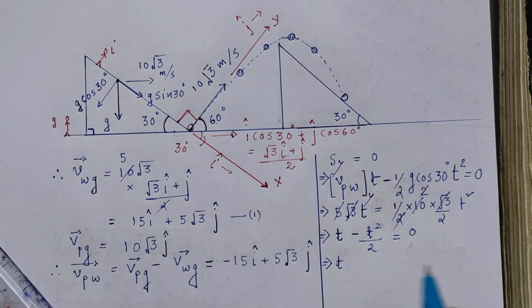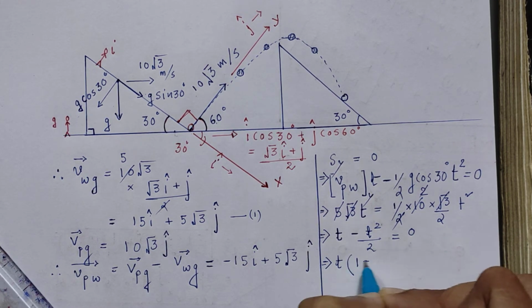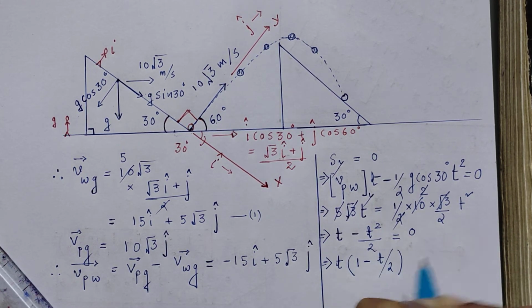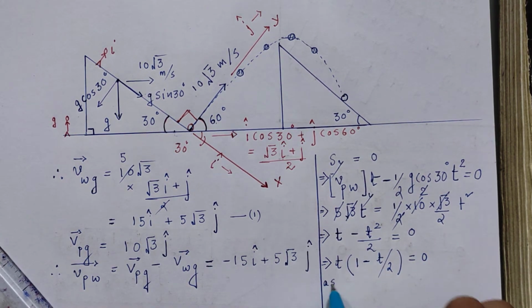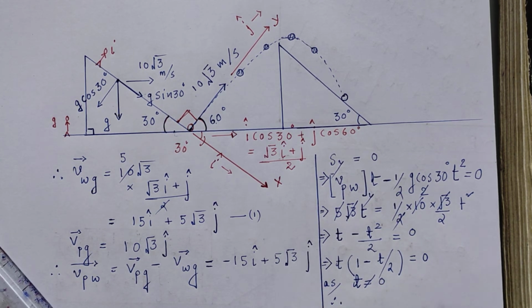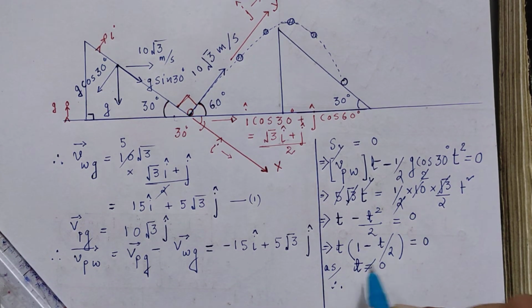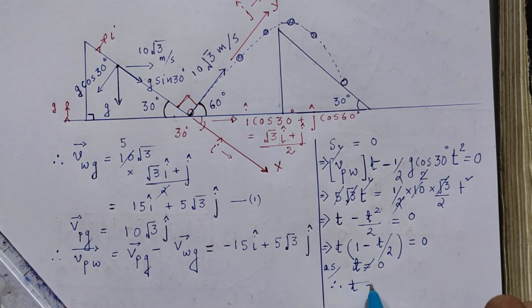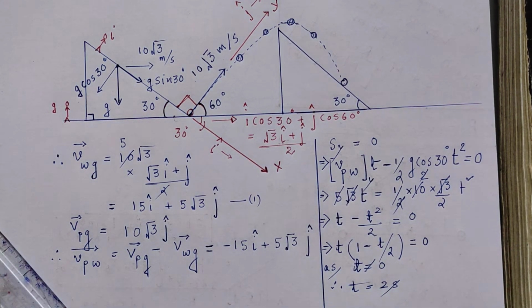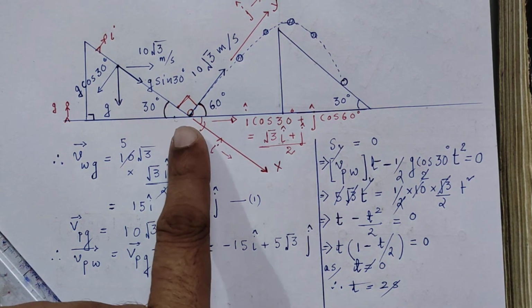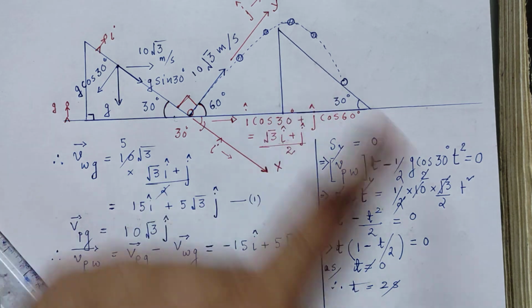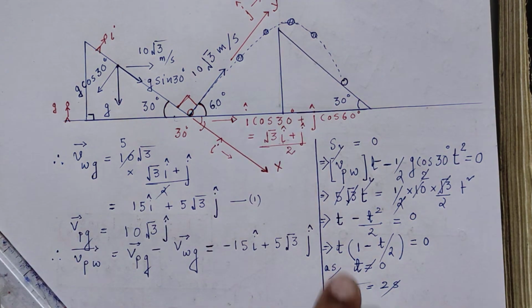So if I take t common, t is not equal to 0. So therefore what will be the value of t? 2 seconds. So the time interval after which the projectile flies and hits a point on the wedge is 2 seconds. So your answer is 2 seconds.